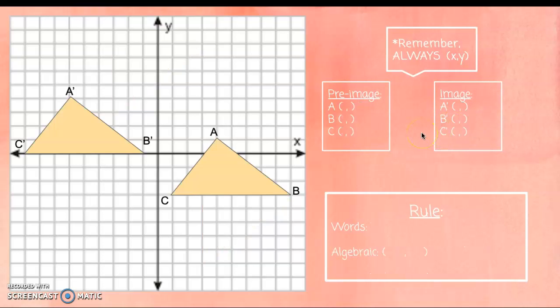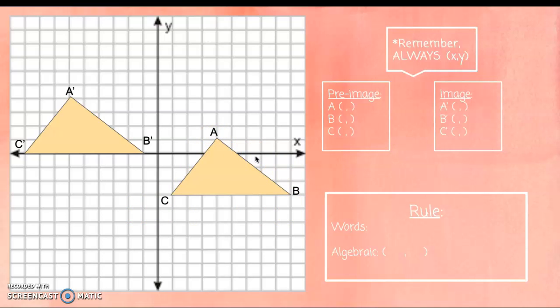All right. So this slide is the one that you'll be doing. So I gave you the 2 triangles. You're going to first look at the pre-image. Remember, that's what you start with. Triangle ABC, I want you to write the points here. Then you're going to look at A prime, B prime, C prime. You're going to write the points there. Now check what happened. What happened to this triangle?